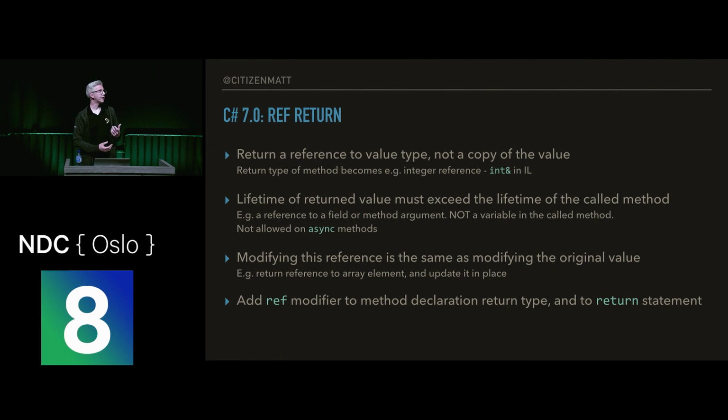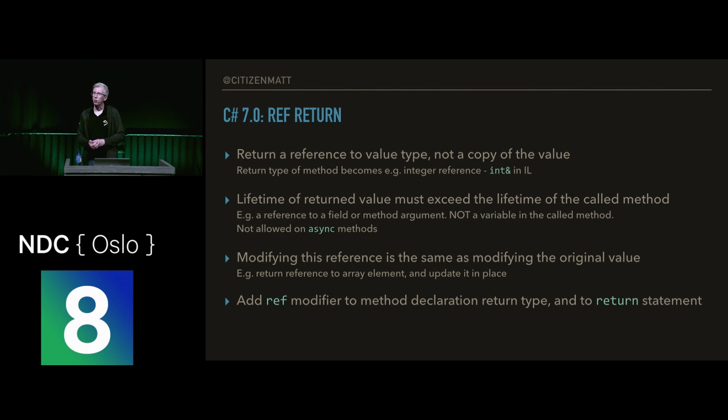Okay, so let's have a look at the first sort of building block out of all of this then. C# 7 introduced ref returns. And this allows us to return a reference to a value type rather than a copy of the value. So if you have a method and you want to return something back, I want to return my point back from a method, normally it would be a copy of the value. Here I can now return a reference. So that's great. The return type of the method changes here. So here I've got an example of an integer. This now becomes a reference to an integer, written int with an ampersand in IL. And it's very important that the return type of the method changes.